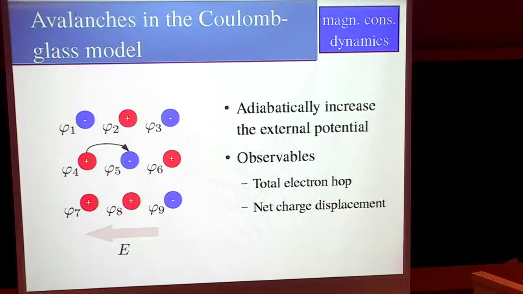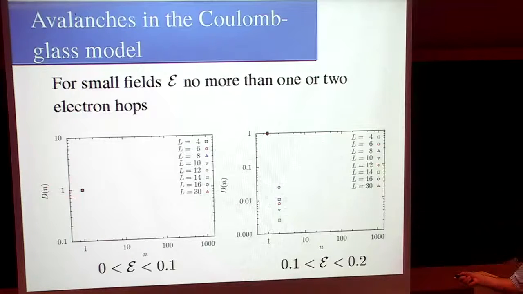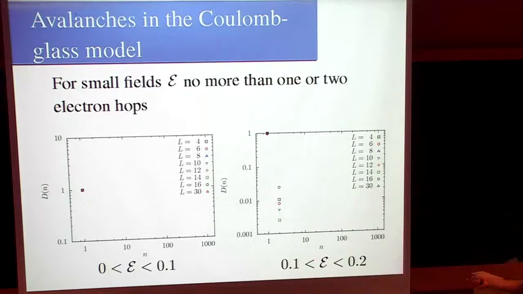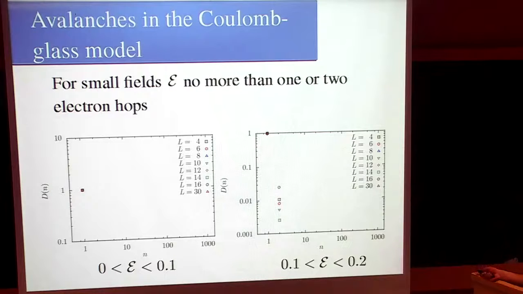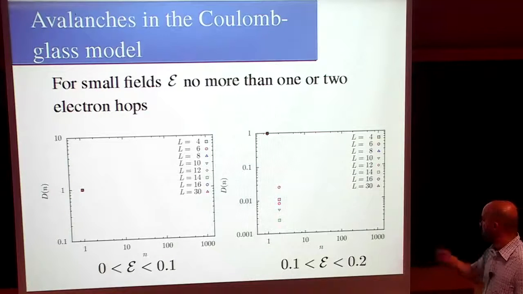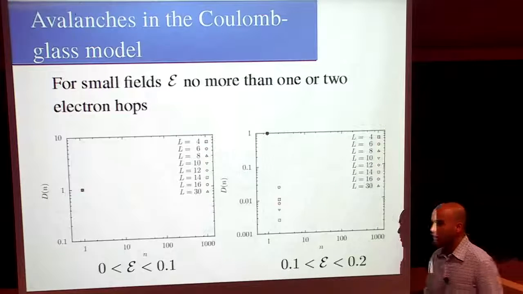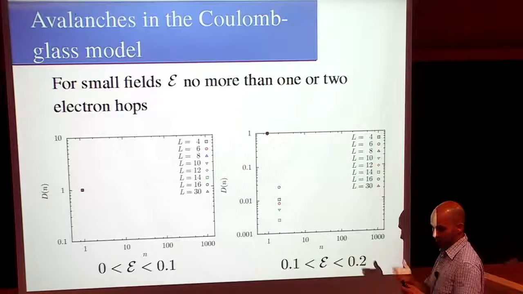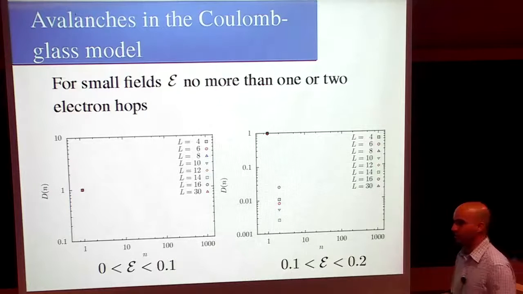What we find is that for small fields, there is just one hop, just one electron rearrangement, so nothing really interesting. If we increase the field, there are some events with two electron hops, but again, nothing interesting. As for the initial condition, we go to states that are close to the ground state. We cannot really prepare the ground state, so we try to drive the system into pseudo ground states.